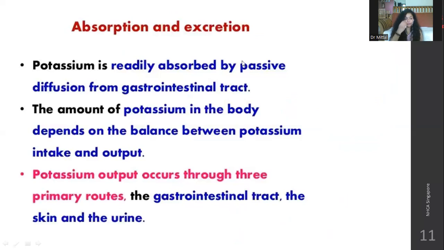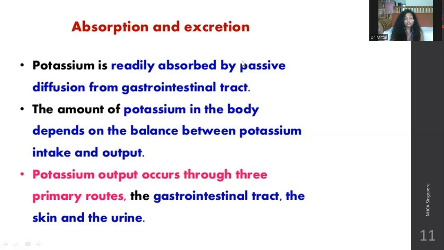Absorption and excretion of potassium. It is readily absorbed by passive diffusion from the gastrointestinal tract. Directly, it will just get inside the intestine. That is what you mean by passive diffusion. The amount of potassium in the body depends on the balance between potassium intake and output, very similar to sodium. The more sodium-rich food you have, definitely your body will have high sodium content. If you have too much potassium-rich food, your body will have too much potassium. So the balance between potassium and sodium in your body is completely based on how much you are having on a daily basis, what kind of diet you are practicing.